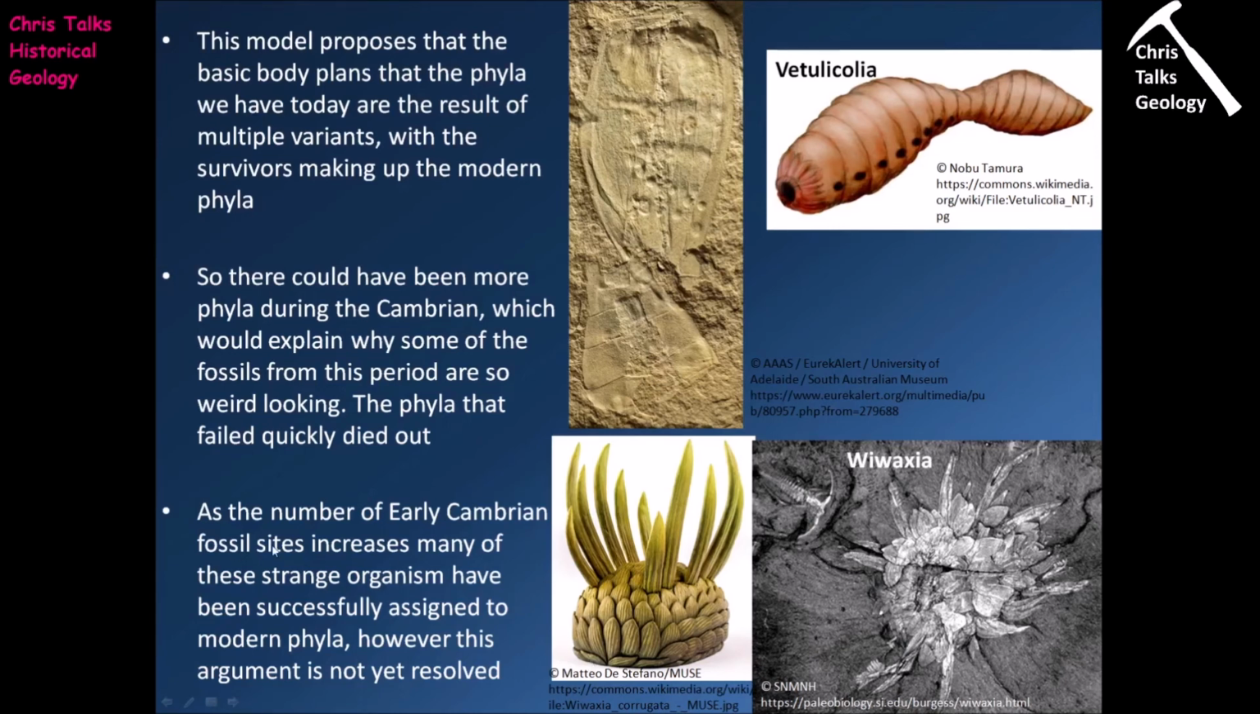So as the number of these Cambrian fossil sites increase, we are beginning to see even more of these strange looking, very alien looking organisms, and most of the time we can assign them to a modern phyla. However, there are some examples that are just pretty tricky to work out where they should be put. And so we do need to bear this in mind. The Cambrian explosion may well have not only produced the modern phyla, it could have produced other phyla that never made it out of the Cambrian.